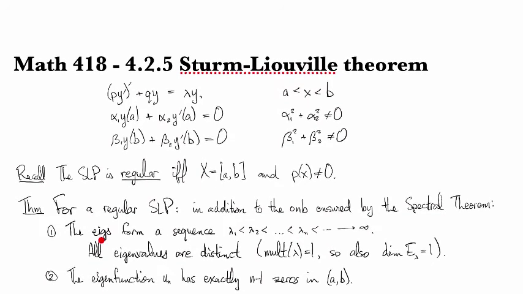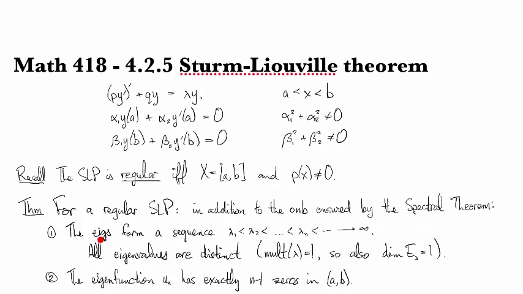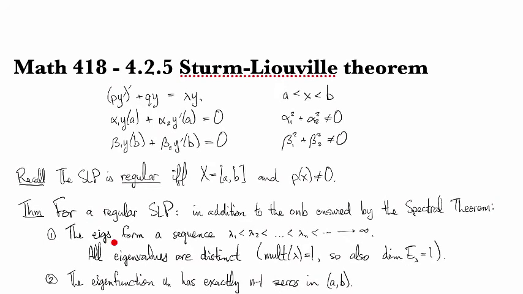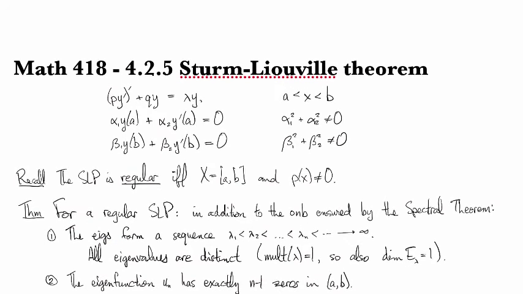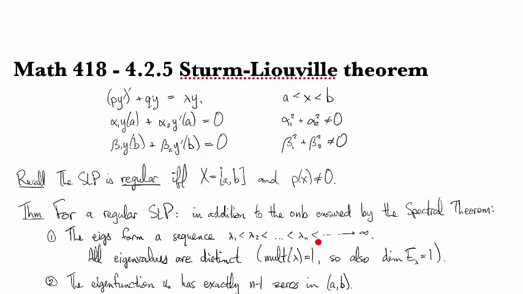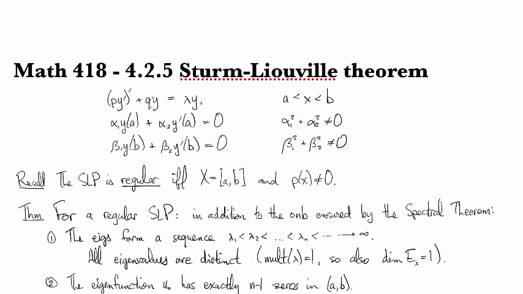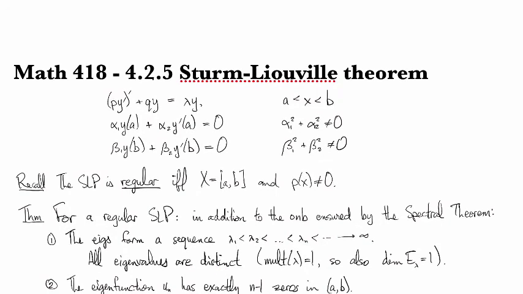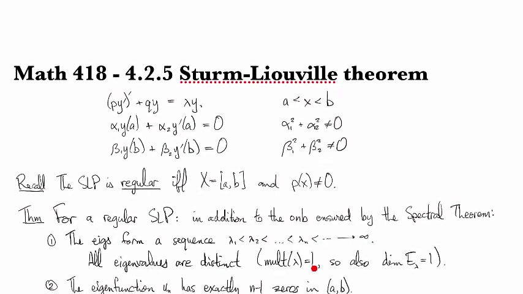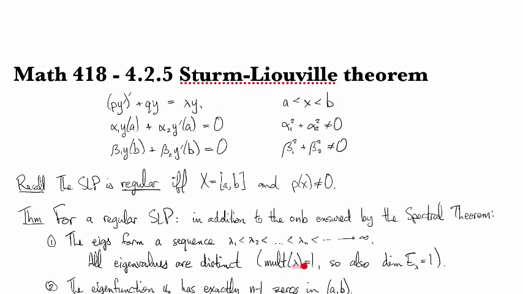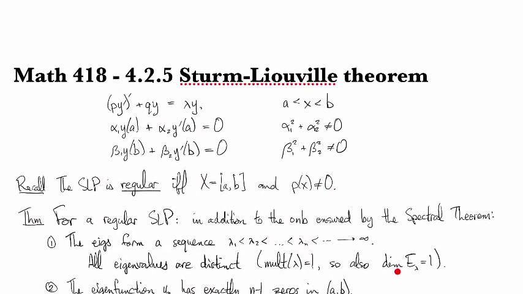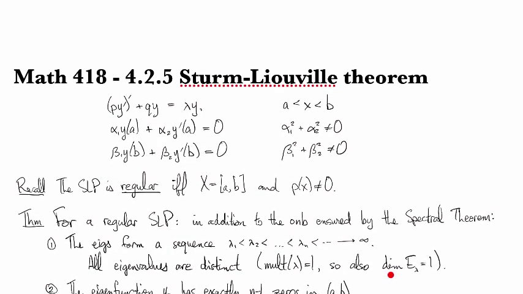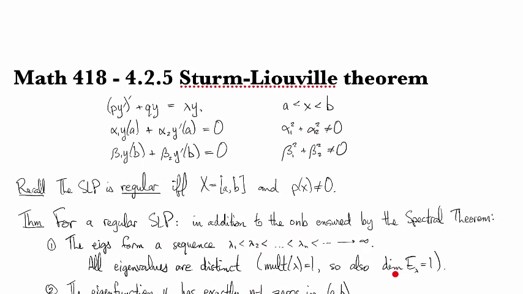But for Sturm-Liouville, it turns out that the only spectrum you get is discrete. So you get this nice sequence of numbers, and they are all separated from each other. They don't clump up, and they form an increasing sequence that tends off to infinity. So all the eigenvalues are distinct also. You don't have higher multiplicity. Since you always have multiplicity 1 for every eigenvalue, this means you have exactly one eigenvector, or one-dimensional eigenspace, for each eigenvalue.